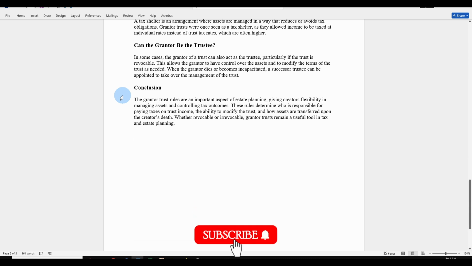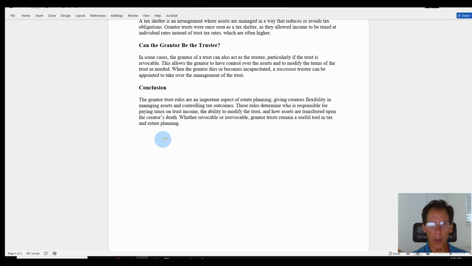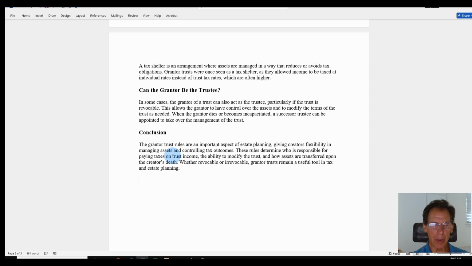In conclusion, the grantor trust rules are an important aspect of estate planning, giving creators flexibility in managing assets and controlling tax outcomes. These rules determine who is responsible for paying taxes on trust income, the ability to modify the trust, and how assets are transferred upon the creator's death. Whether revocable or irrevocable, a grantor trust remains a useful tool in tax and estate planning.